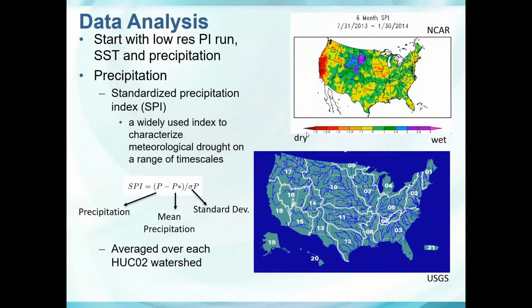So lastly, we wanted to look at the impacts on individual watersheds throughout the U.S. So we averaged all of our SPI data by the USGS HUC2 areas. So there's roughly around 20 of these. And this just helps us get a better idea of which areas may be more impacted across the U.S. And it's more of a natural delineation than using states, for example.